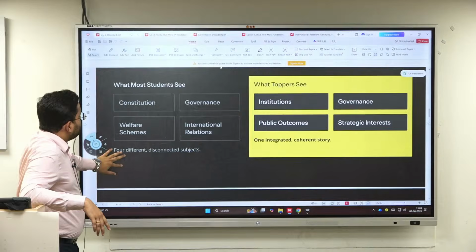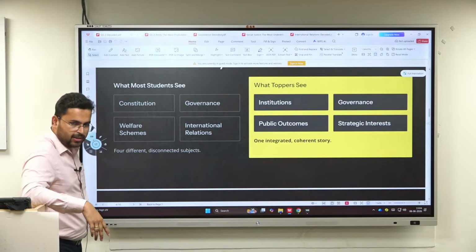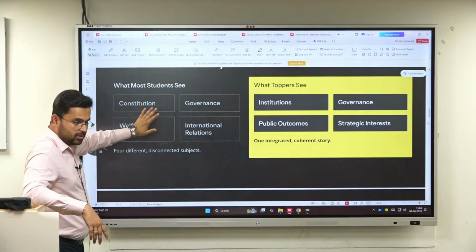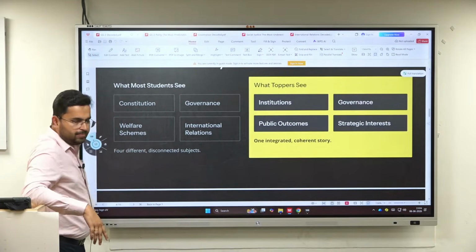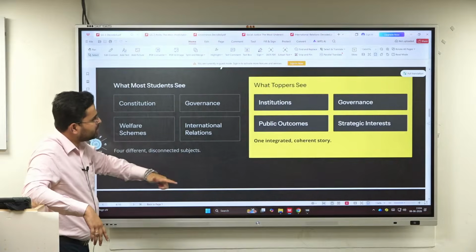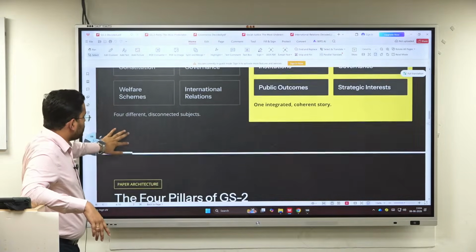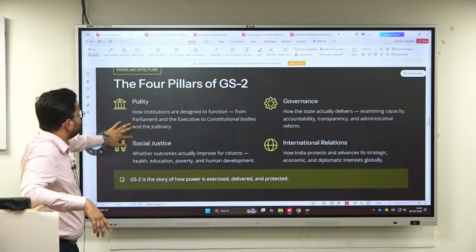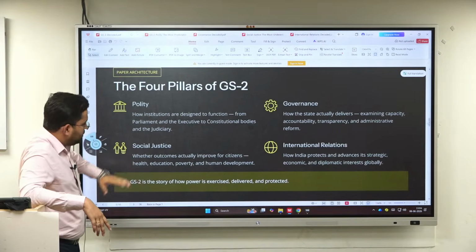What most students see is constitution, governance, welfare schemes, and IR naturally. That is what students feel about GS2. But what a topper sees is governance, public outcomes, strategic interest. So you have to change that mindset first. So, the 4 pillars of GS2. First is the polity.